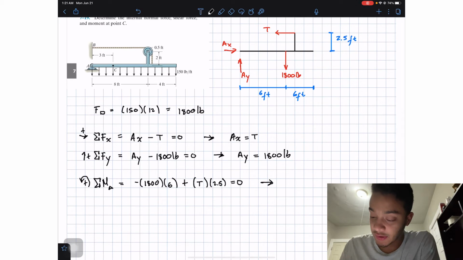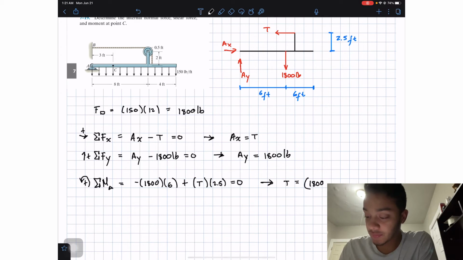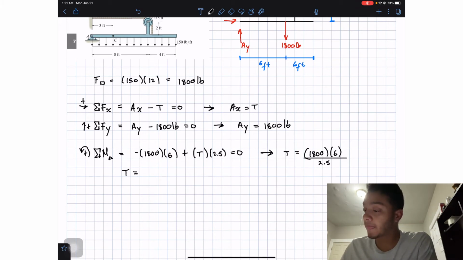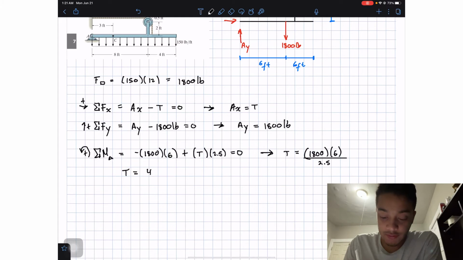If from here we solve for T, we will have 1800 pounds multiplied by 6, all divided by 2.5. So we figure out that T will be equal to 4,320 pounds. I'm sorry. So we can plug it back into our Ax.